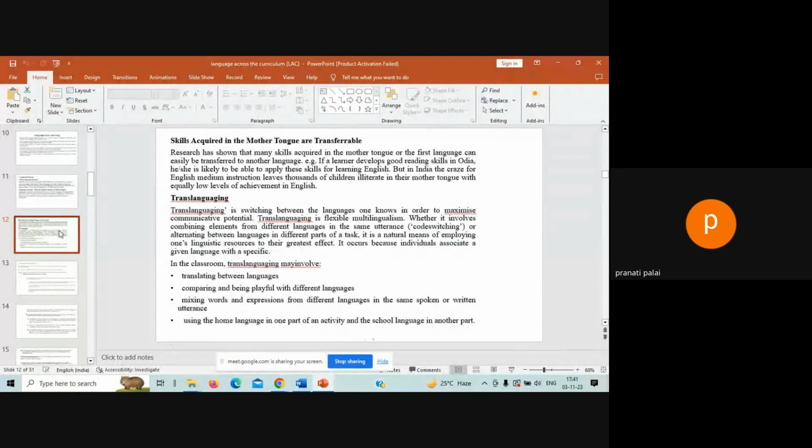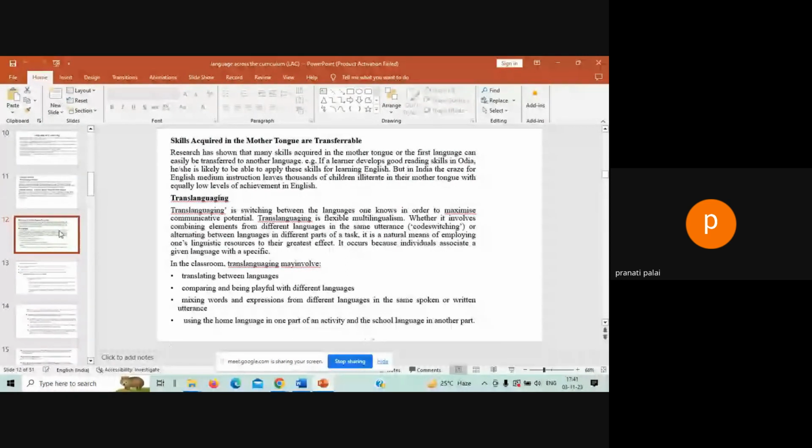Next is translanguaging. What is translanguaging? Translanguaging is switching between the languages one knows in order to maximize communicative potential. That means translanguaging is another form of multilingualism. If a person knows more than one language, or is using the languages he has learned in a variety of ways, then you can say that this is the process of translanguaging.